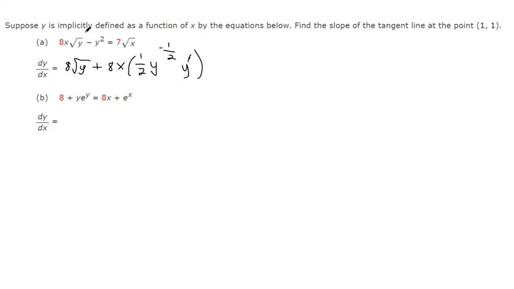Okay, the 1/2 power came down and multiplied. The 1/2 power got reduced by 1. And then using the chain rule, the derivative of y with respect to x is y prime. So that's it. That's the derivative of the first one.